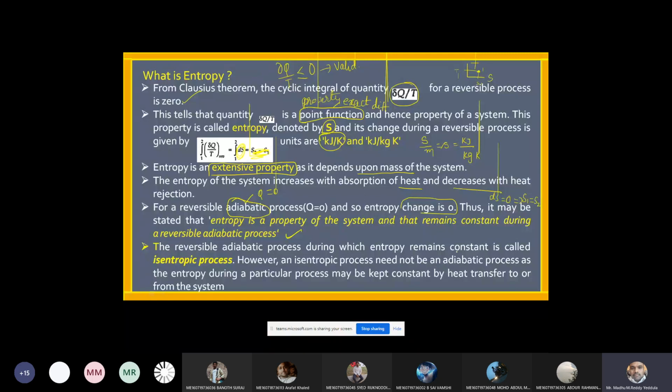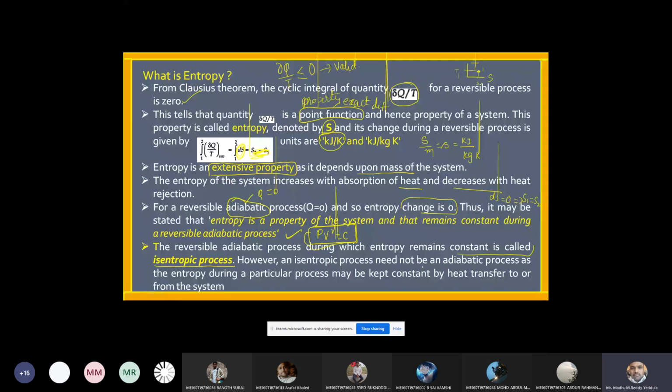The reversible adiabatic process during which entropy remains constant is called an isentropic process. Remember, we already know a reversible adiabatic process is also called an isentropic process. The governing equation PV^gamma = constant we already discussed. If the adiabatic process is reversible, then I can call it an isentropic process.